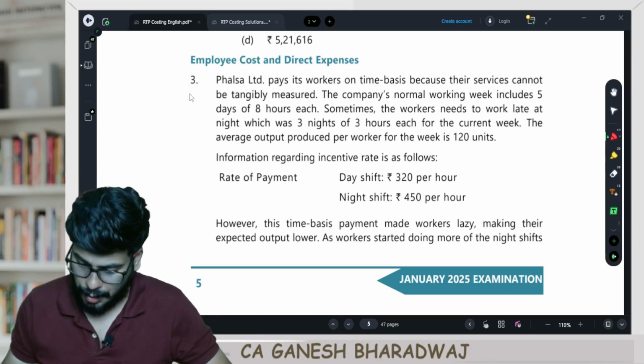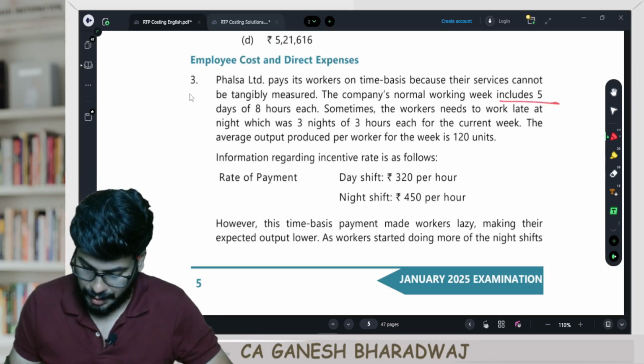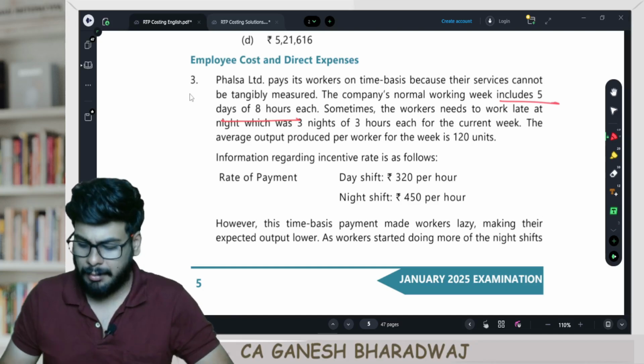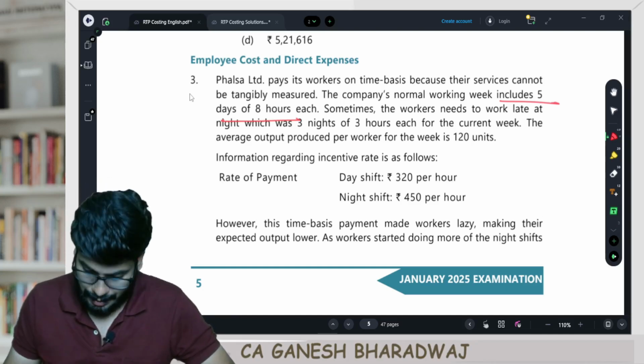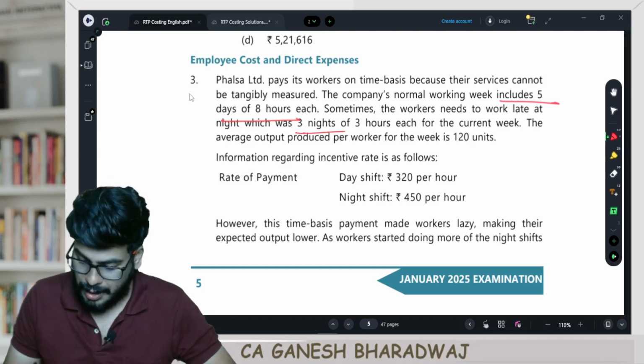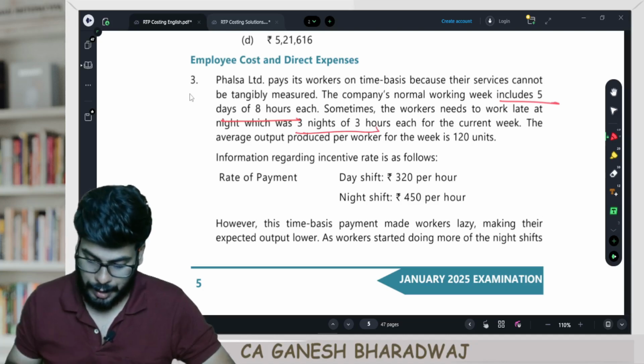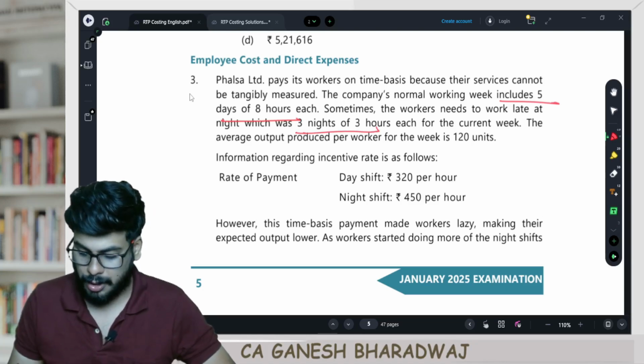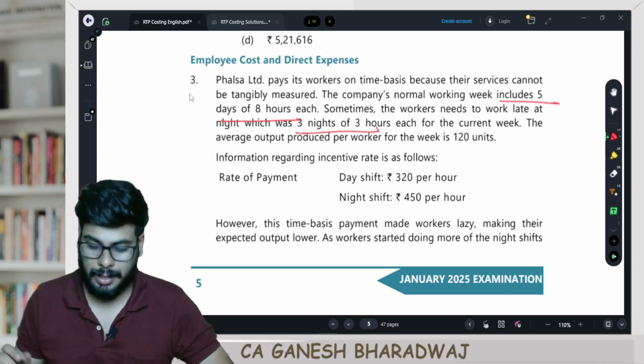The company's normal working week includes 5 days of 8 hours each. Sometimes the workers need to work late at night, which was 3 nights of 3 hours each for the current week, and the average output produced per worker the week is 120 units.